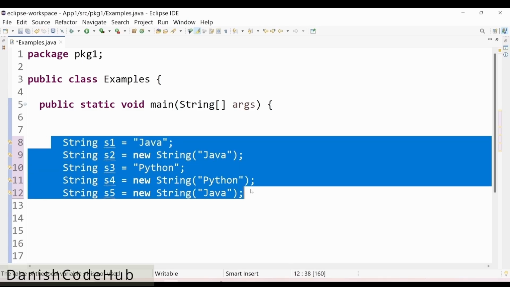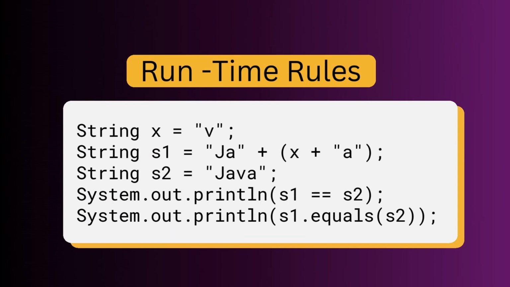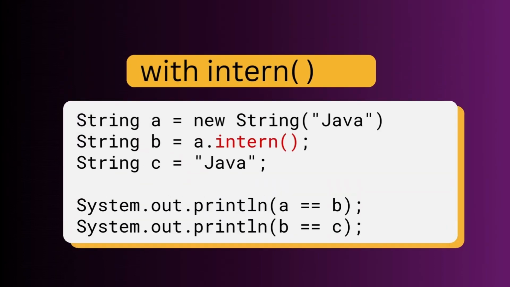Now guys, before we analyze this example, I want to tell you something. Everything we have learned until now was part 1. But trust me, this is only the foundation. Because in part 2, things become much more interesting, where we will break down examples like this: compile time concatenation rules, run time concatenation rules, and what is intern method.